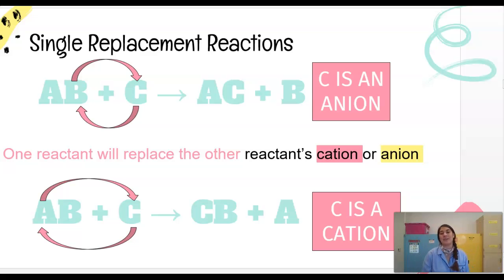All right, and so your clue is looking for a compound with a single element. Just a little asterisk, take note if that single thing is a cation or an anion.